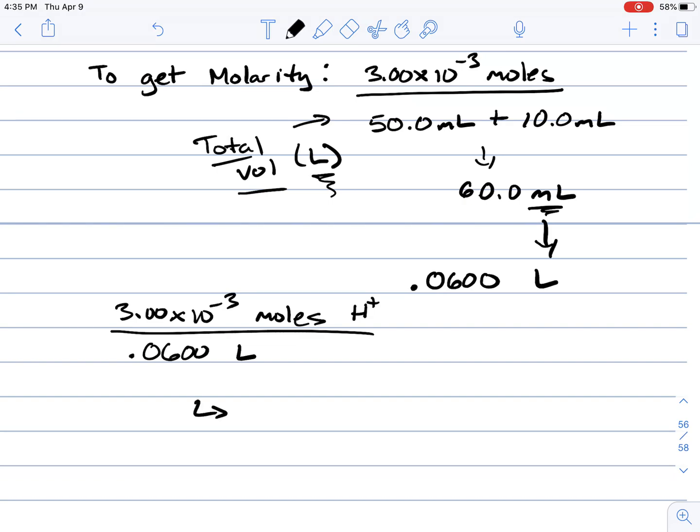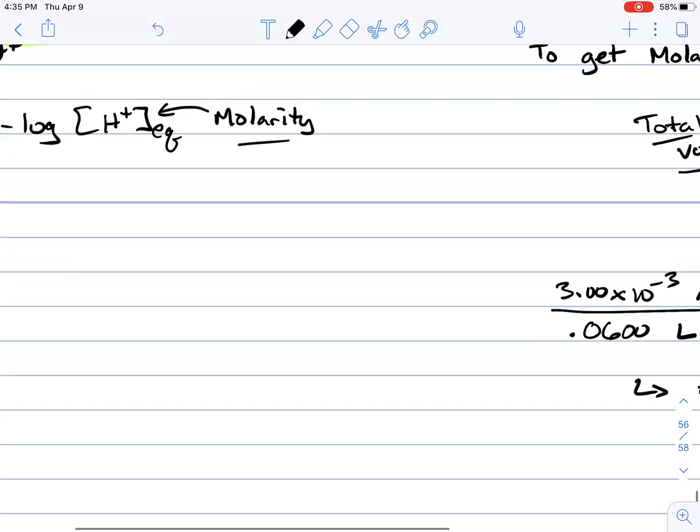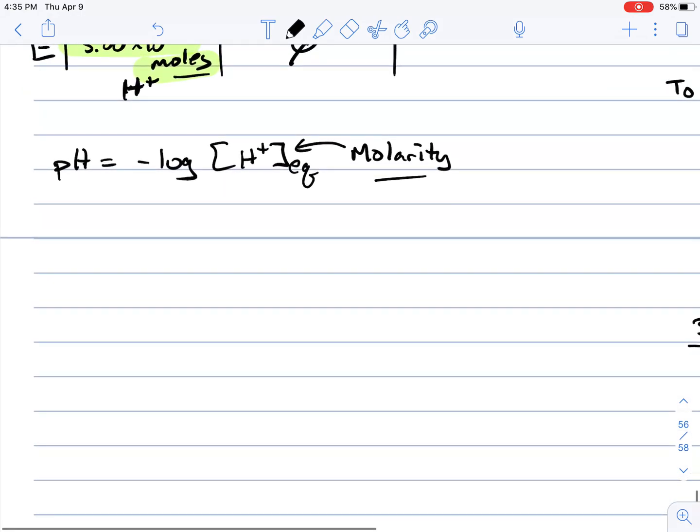And so the concentration is going to, I'm sorry, it's not going to give us the pH of the solution. It's going to give us the concentration to get us to the pH of the solution. And so the concentration is 5.00 times 10 to the negative 2 molar. And so now that we have the actual concentration, we're going to go ahead and take the negative log of it.